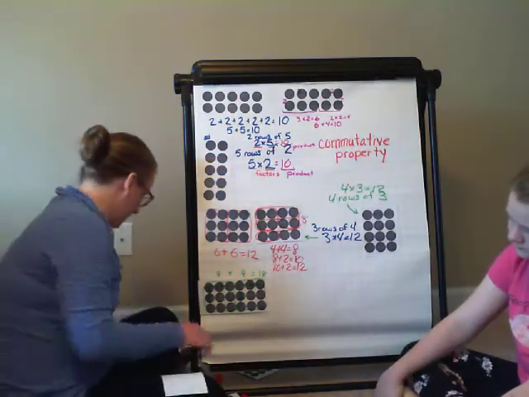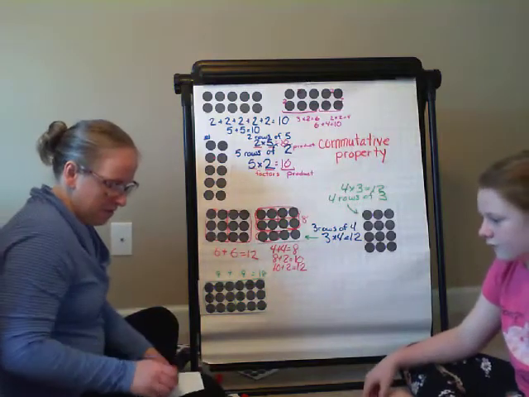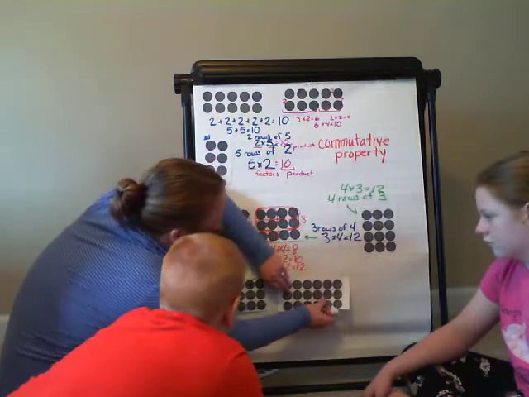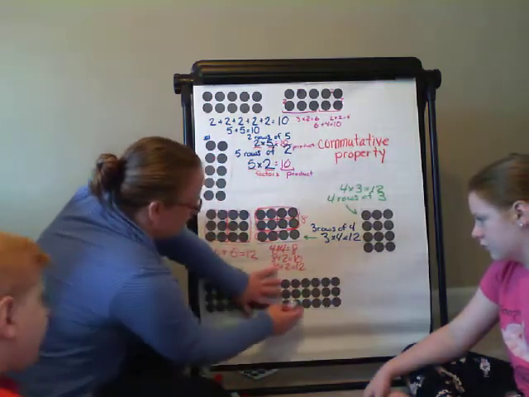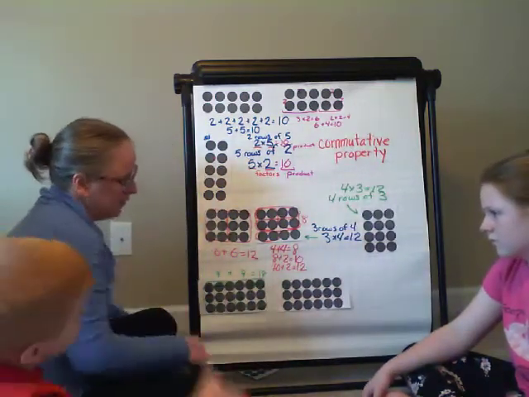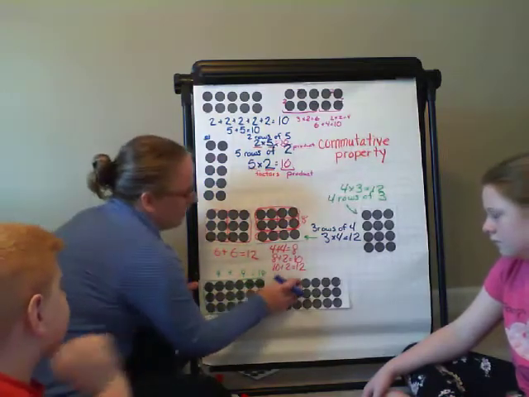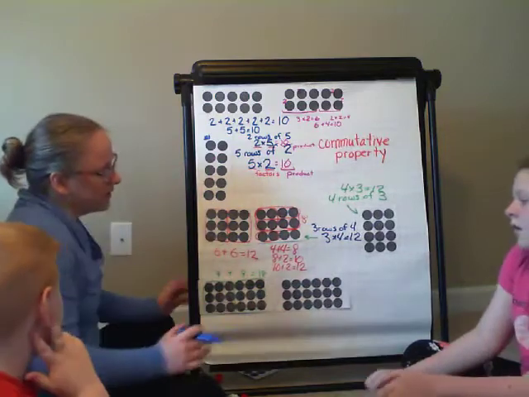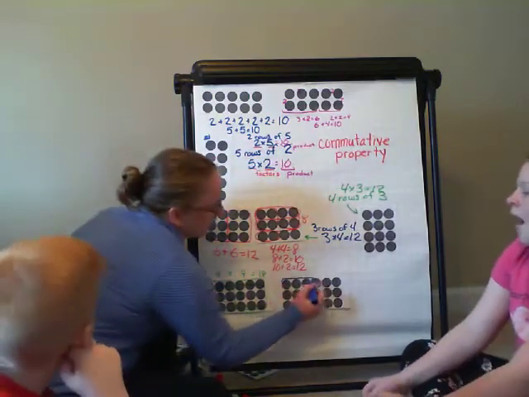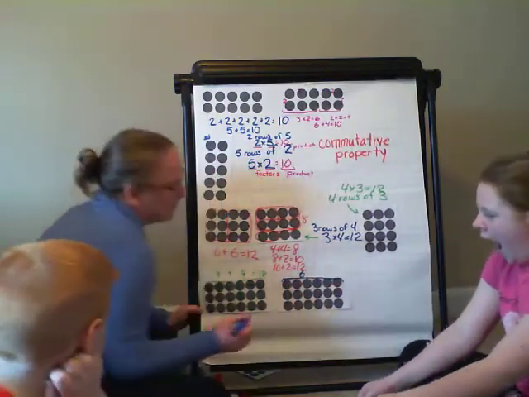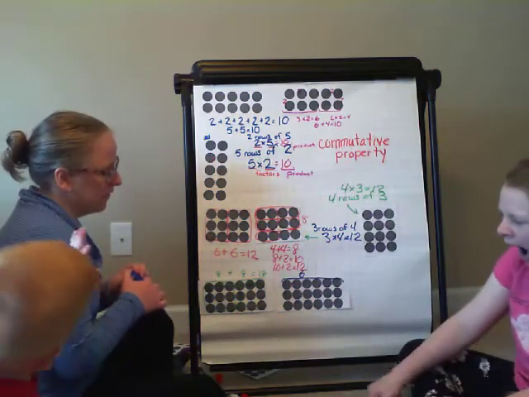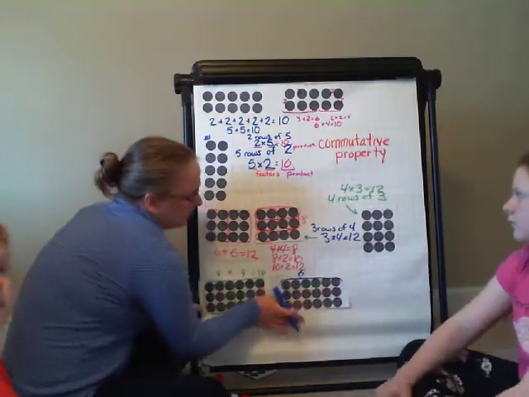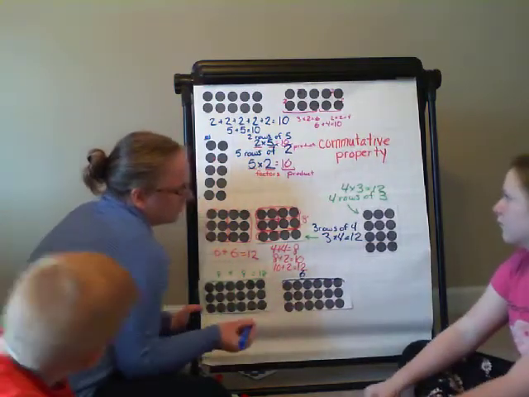Taylor, how did you think about that one? Can you tell me in words, please? I went 6 plus 6 equals 12. And then 6 more equals 18. Okay, so you noticed there were 6 in one row, and 2 rows equals 12. Then 6 more is 18.